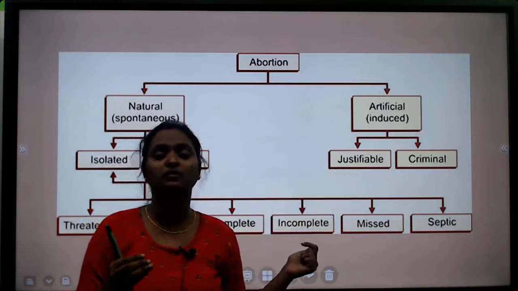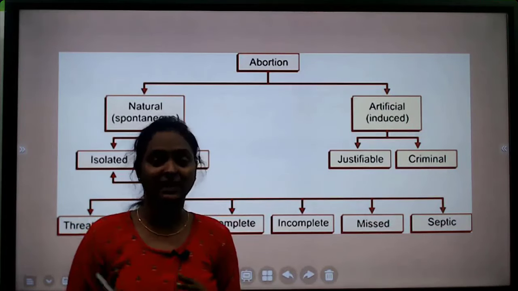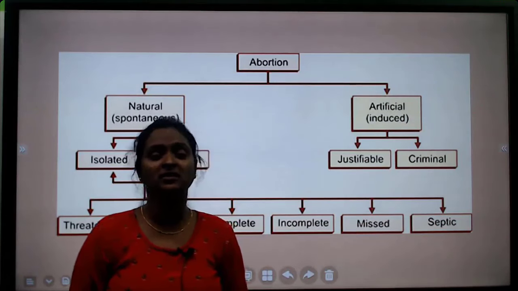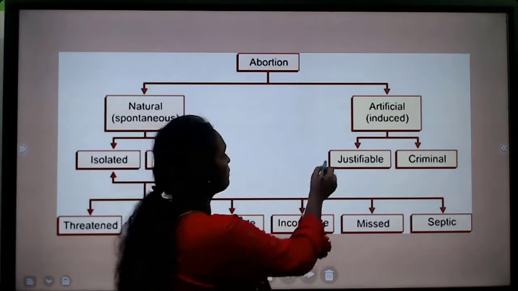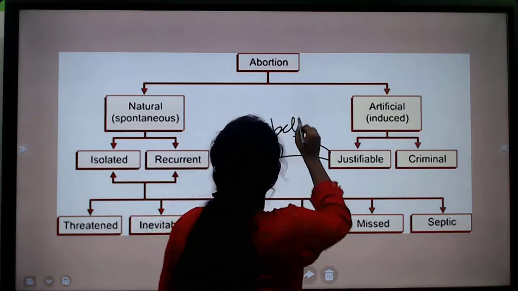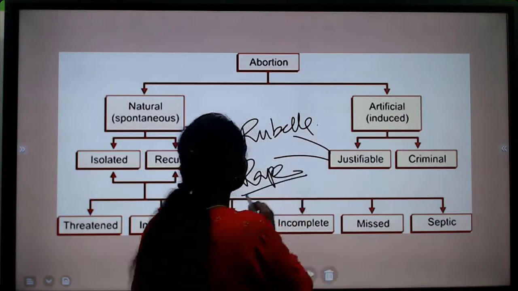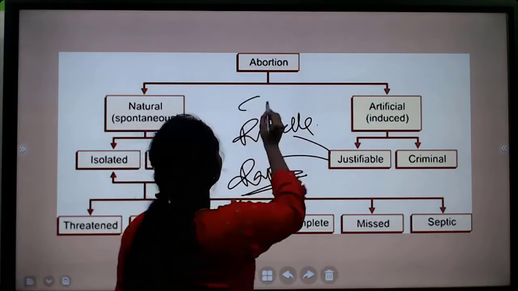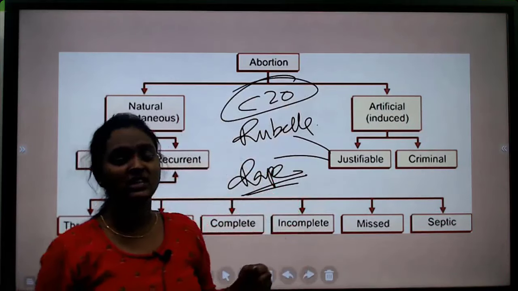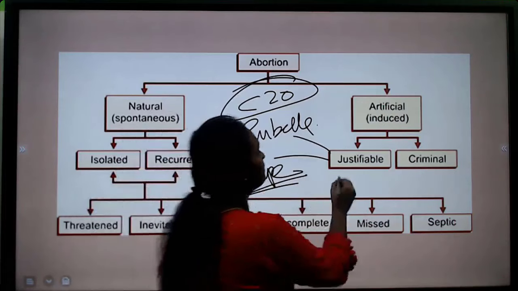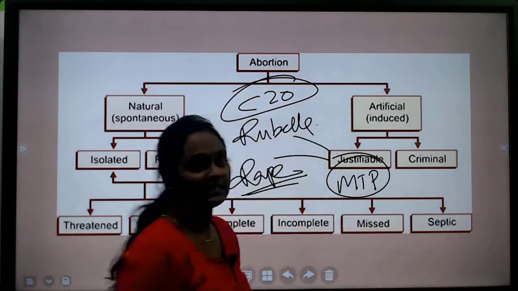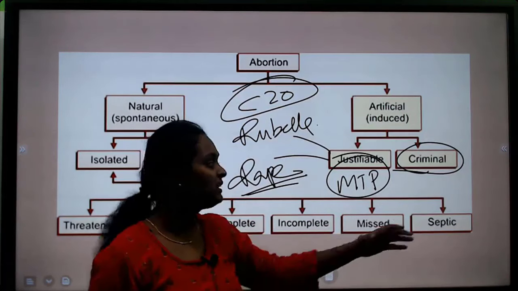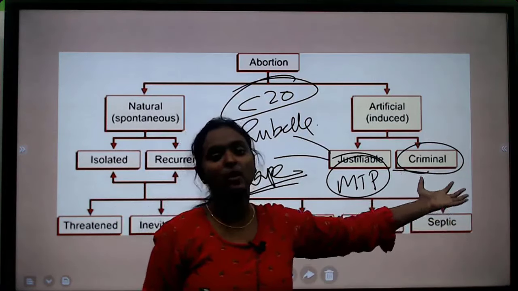If a person becomes pregnant because of rape, termination of the pregnancy is required. Also, if the mother has TORCH infections like rubella, we prefer MTP. In those cases we need to terminate the pregnancy before 20 weeks of gestational age, under MTP, medical termination of pregnancy. Criminal abortion means illegally conducted by non-medical practitioners, so we call it criminal or illegal abortion.